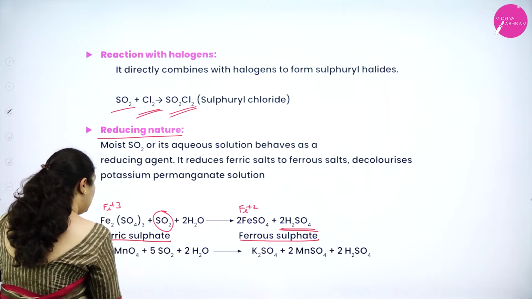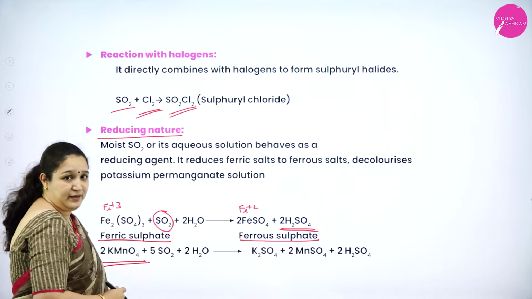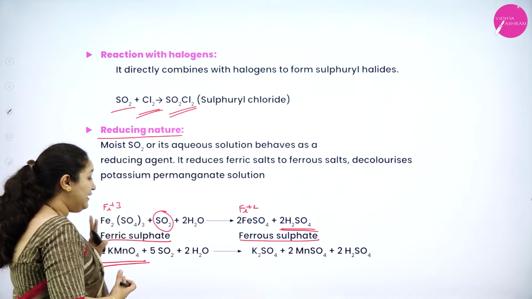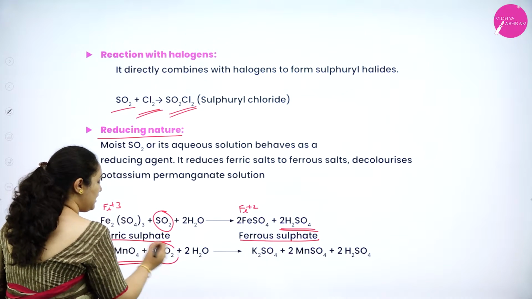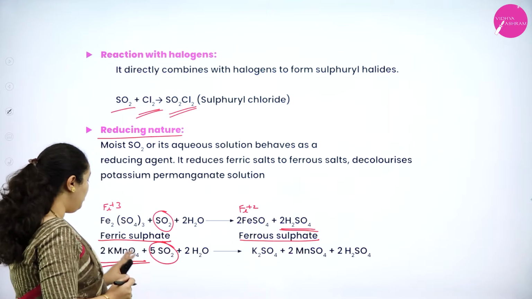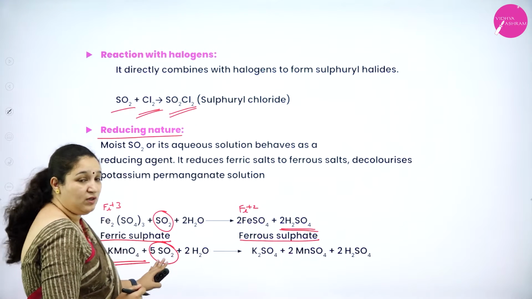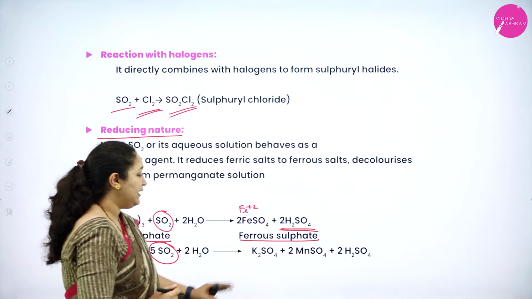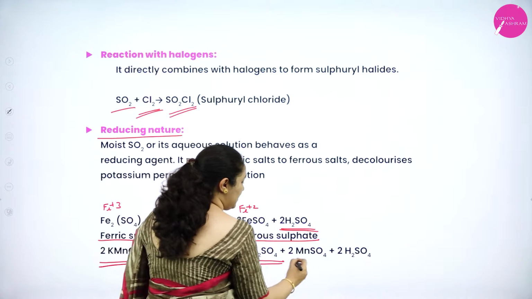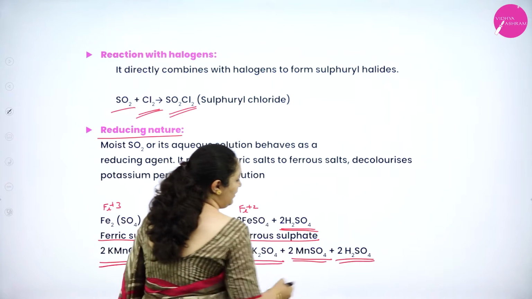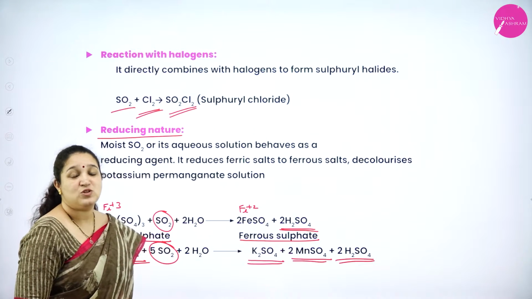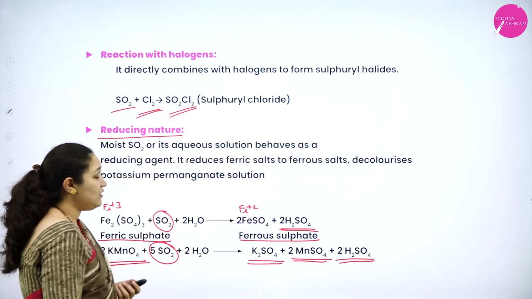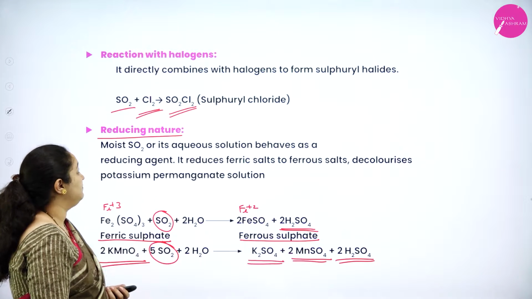Similarly, potassium permanganate has that dark pink color, isn't it? It will be decolorized if sulfur dioxide is passed. On passing sulfur dioxide through potassium permanganate, it will get decolorized to form potassium sulfate and manganese sulfate along with sulfuric acid. So this is the reducing property of sulfur dioxide gas.